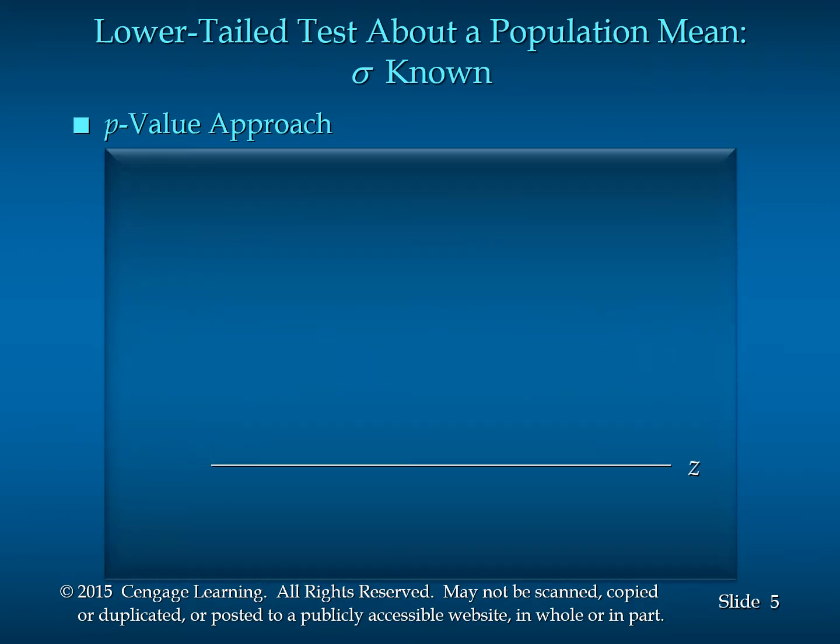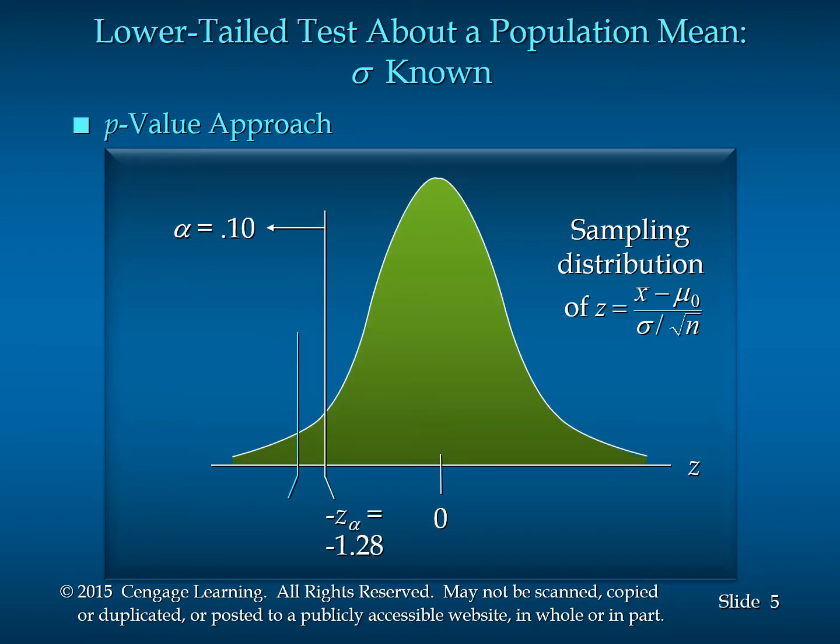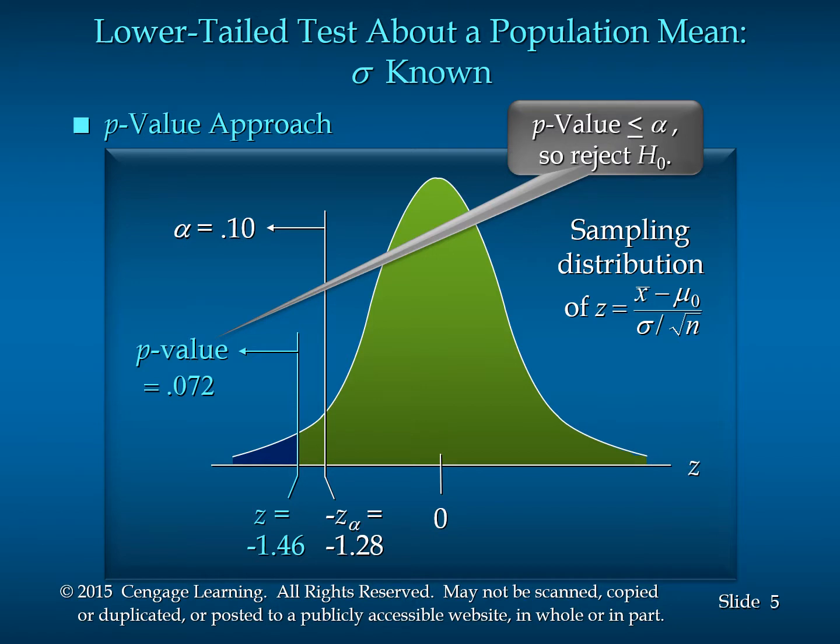This diagram describes a one-tailed lower tail hypothesis test for the population mean, where we know the population standard deviation sigma. In this case, we would calculate a critical z-value of minus 1.28 given a significance level of 0.10. Note, with a one-tailed test, all of the error is in one tail. We have calculated a test z of minus 1.46. This gives us a p-value, a corresponding probability for that z-value, of 0.072. Since that p-value is less than alpha, we reject the null hypothesis.